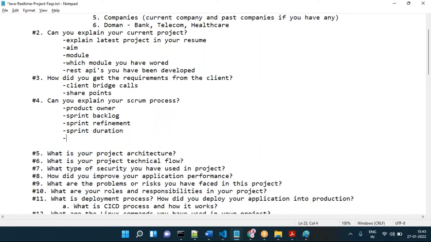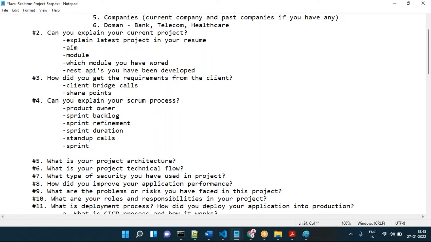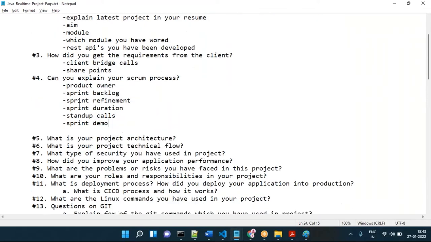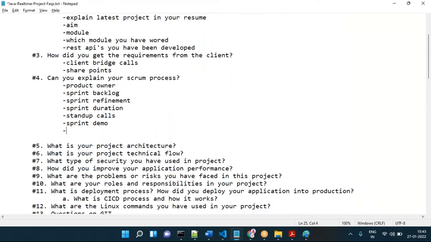Can you explain what the sprint stand-up call, the daily Scrum stand-up call, is? How the stand-up calls work, and sprint demos, they would be asking all of these. You have to explain the whole process. If possible, explain the sprint life cycle also.